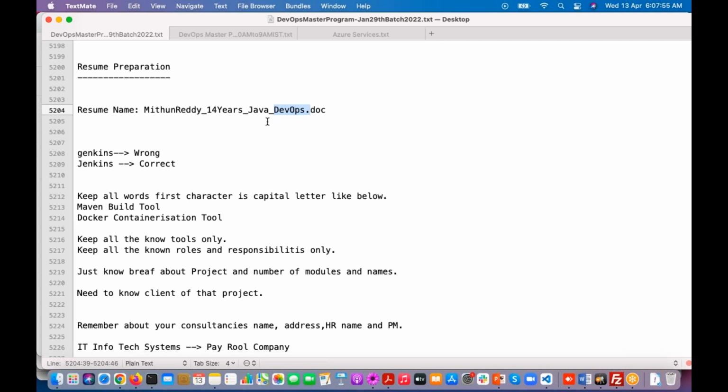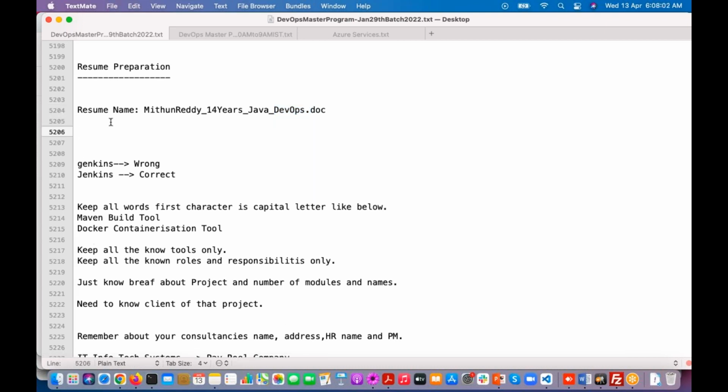Out of a total of 14 years of experience, how many years can we showcase in DevOps? It depends on your technical skills, how much you have practiced. If you practice every day and do the assignments we have given, you can easily showcase 4 to 5 years of experience in DevOps.